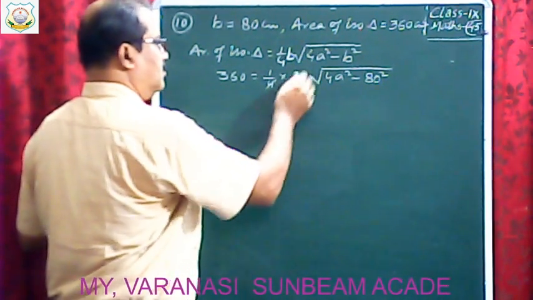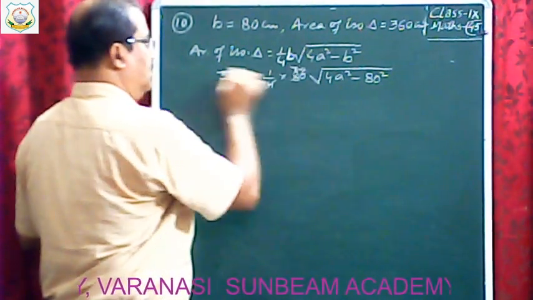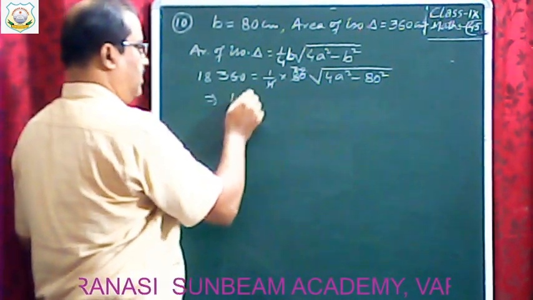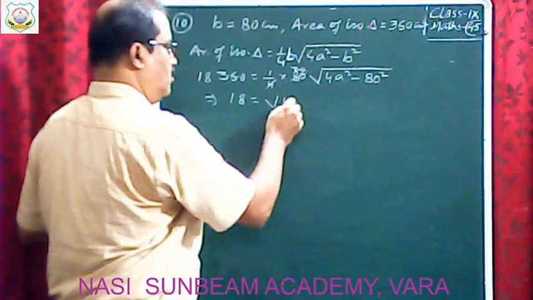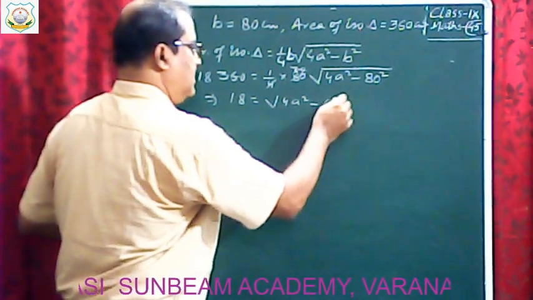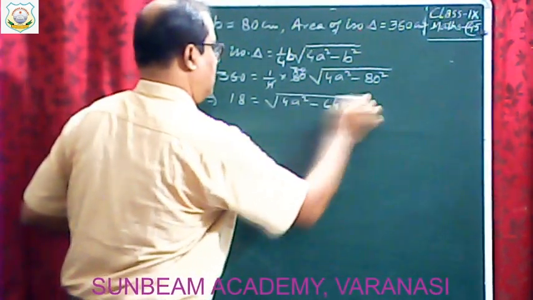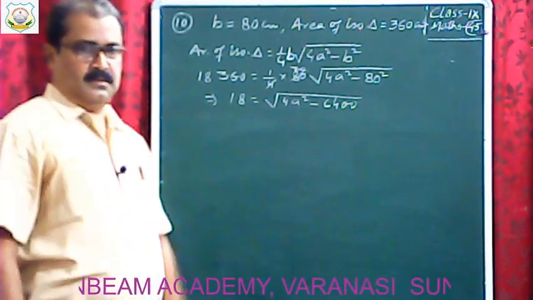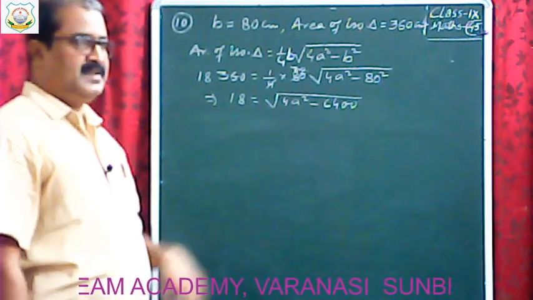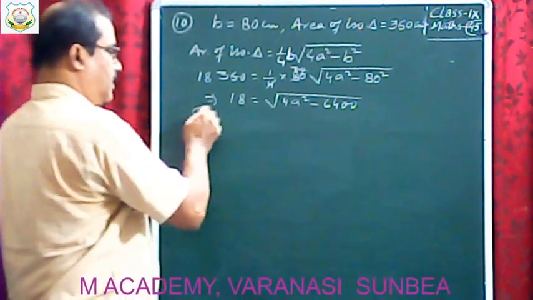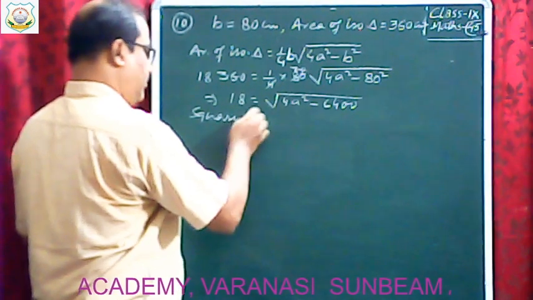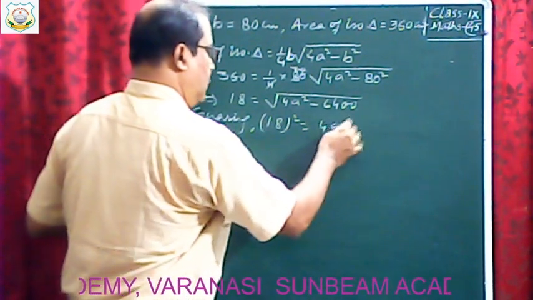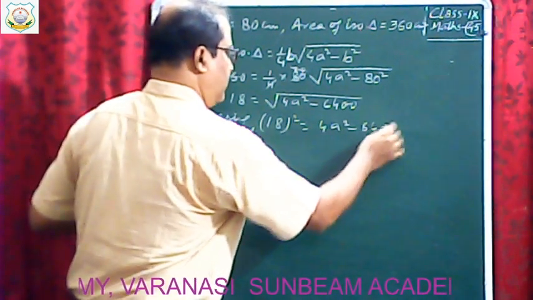Reduce 4 2s are 20. Reduce again 18. So we get 18 equal to square root of 4a square minus 6400. Clear? Thereafter, you have to remove the square root sign by squaring both the sides. So squaring, what we get, 18 square equal to 4a square minus 6400.